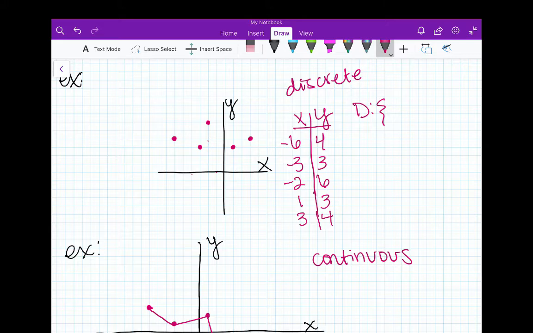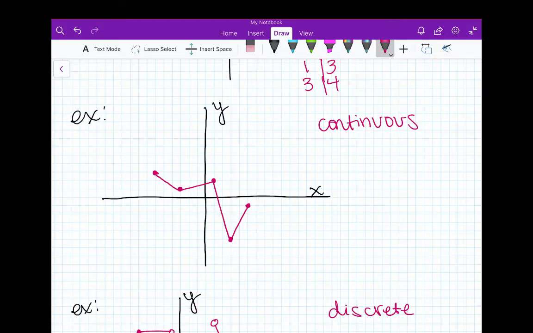So my domain in order from least to greatest, well, the way I looked at my graph, I actually went from left to right. So again, mine are actually in order. So -6, -3, -2, 1, and 3. And my range is going to be 3, 4, and 6. So here's an example where the 4 and the 3 repeated, but again, I would only list them once. I have 5 values for my domain, but only 3 for my range, but that is okay.